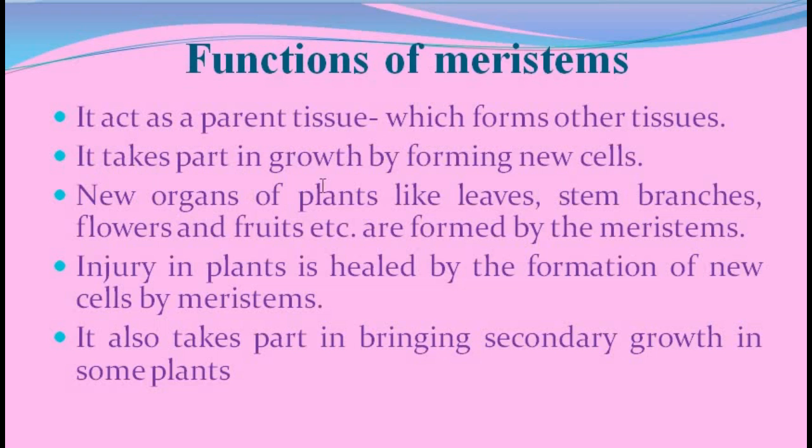It takes part in growth by forming new cells. New organs of plants like leaves, stem branches, flowers, fruit, etc. are formed by the meristems. If there is any injury in the plant, it is healed by the formation of new cells of meristems. It also takes part in bringing secondary growth in some plants as the vascular cambium in the vascular region and cork cambium in the cortex region.